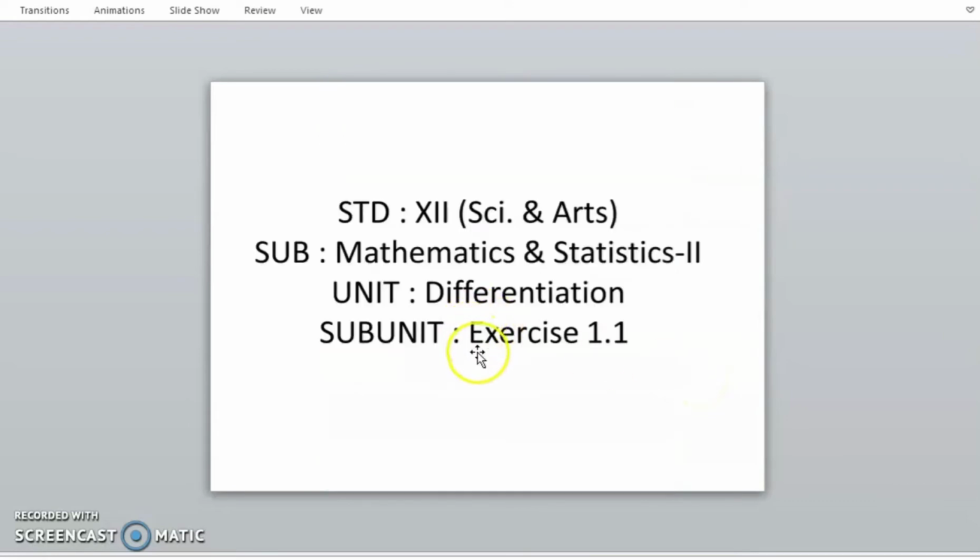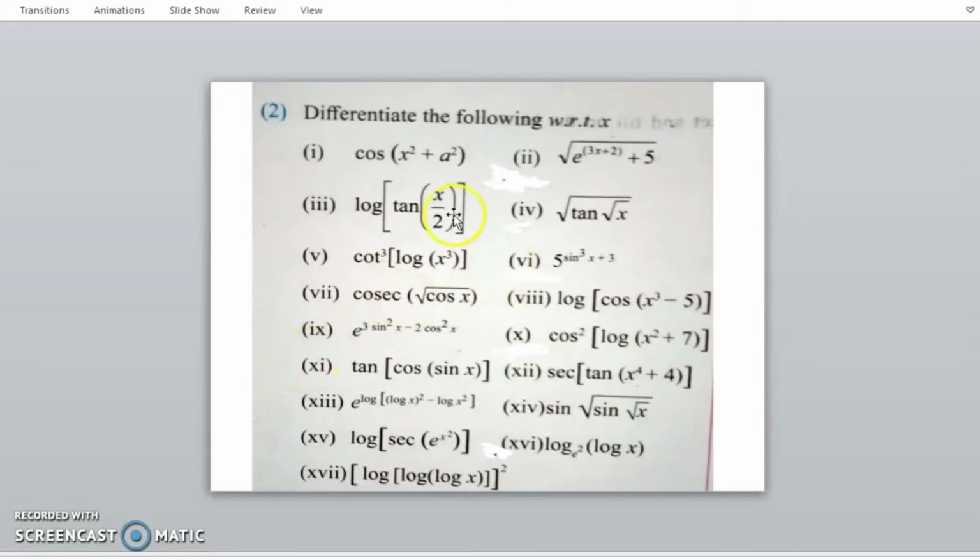We have already solved some examples from exercise 1.1 of the topic differentiation, and there we have solved examples like this, where the function y is equal to cos of x square plus a square, or y is equal to this. This kind of examples were discussed, and we used to differentiate them with respect to x and then find dy by dx.